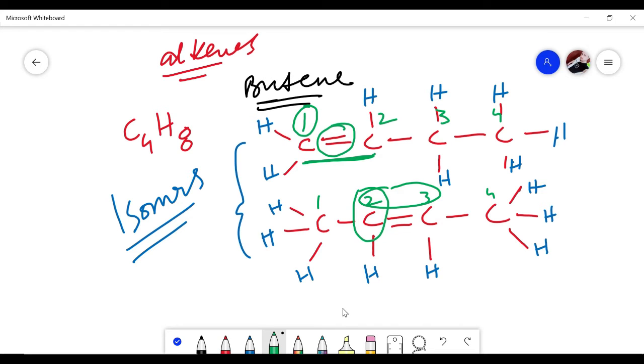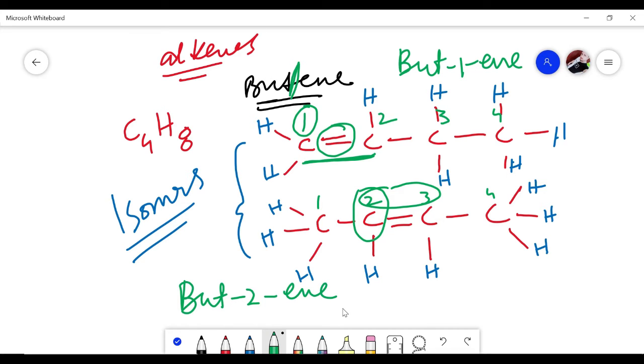So what will be the name of the first one? The overall name is butene. I'm separating these two things. So I'll write the name for the first one as but-1-ene. And for the second one, it will be but-2-ene.